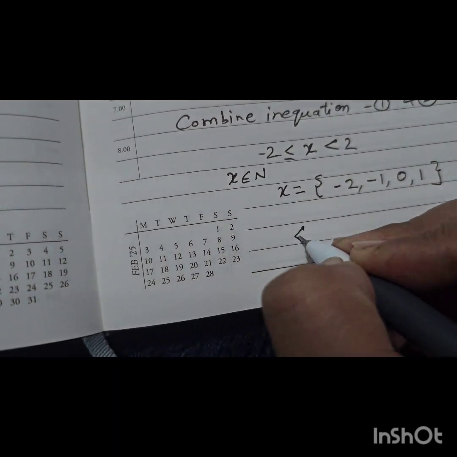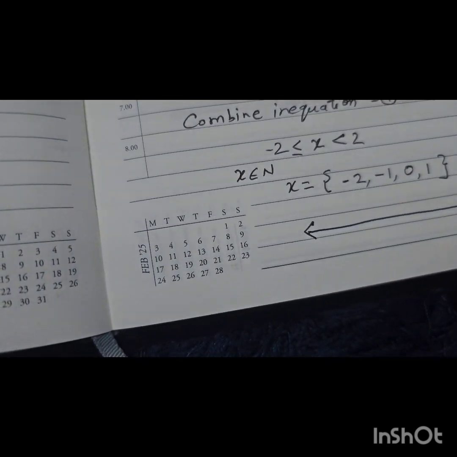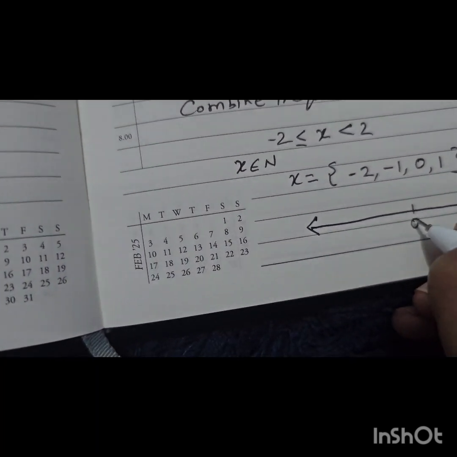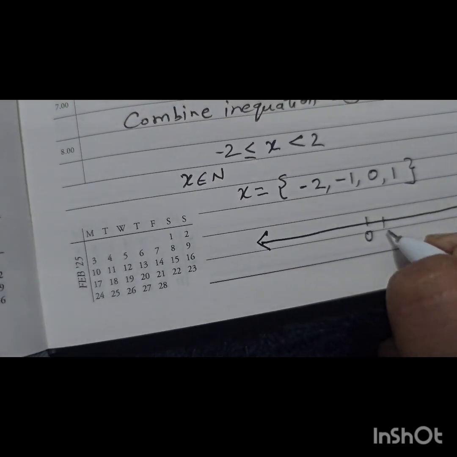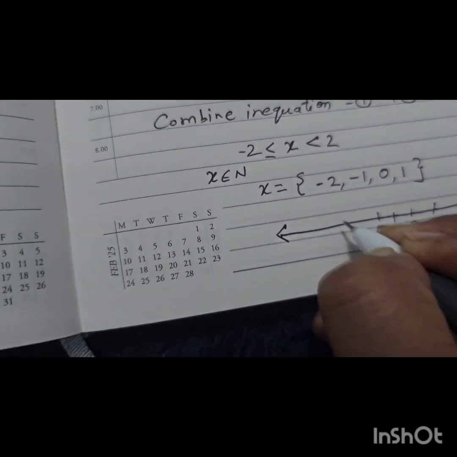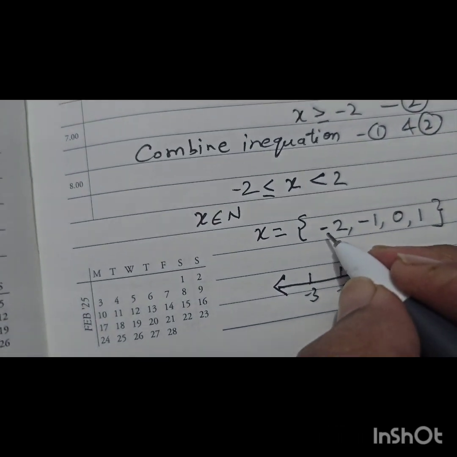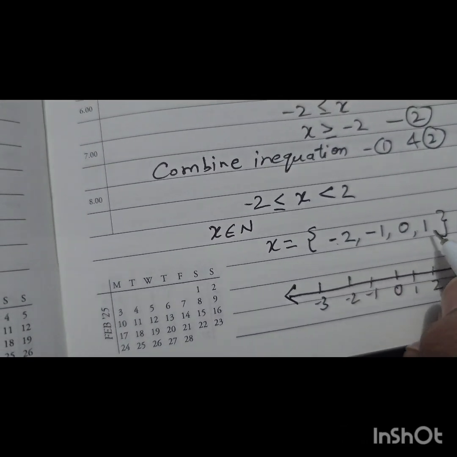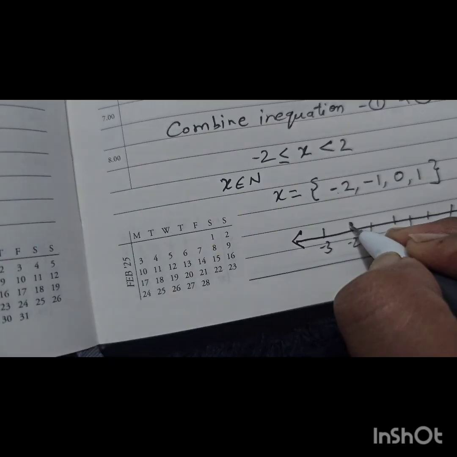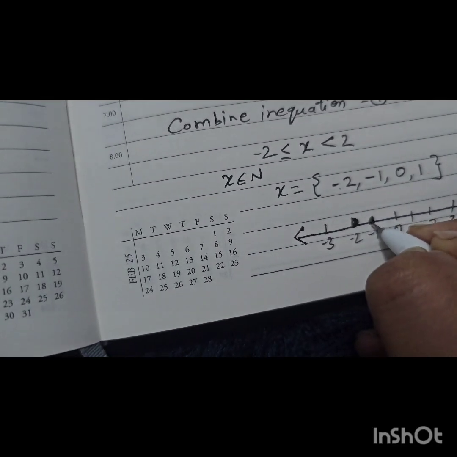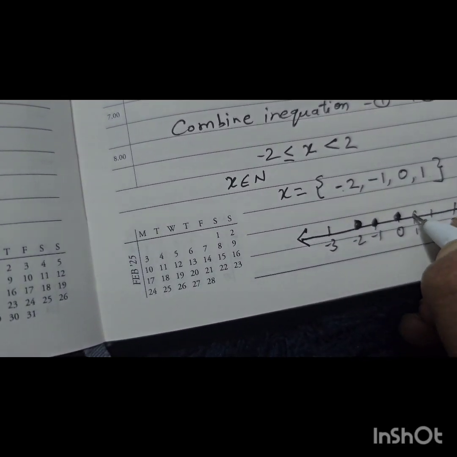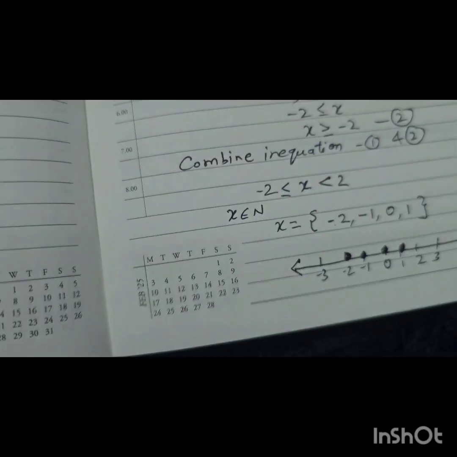And the graph line, just observe the graph line. 0, 1, 2, 3, minus 1, minus 2, minus 3, and minus 2, minus 1, 0 and 1. So we will put dark dots on minus 2, minus 1, 0 and 1. Simple.